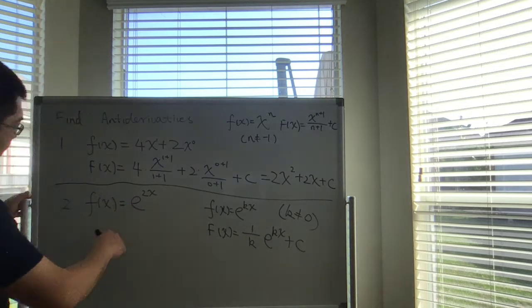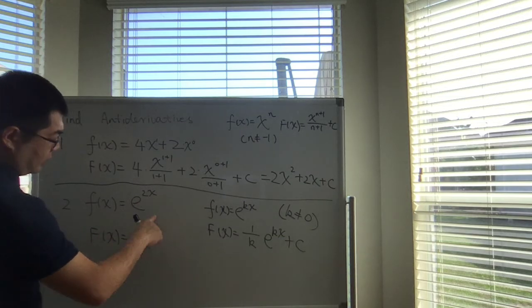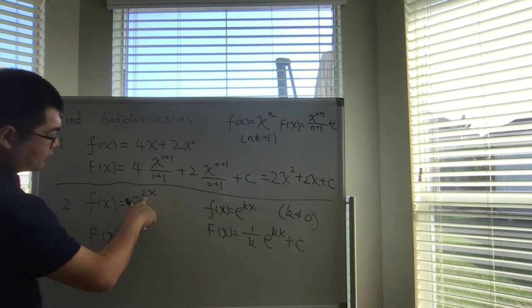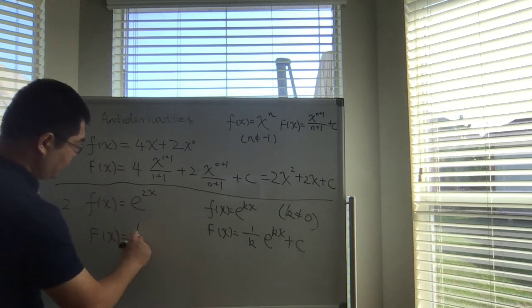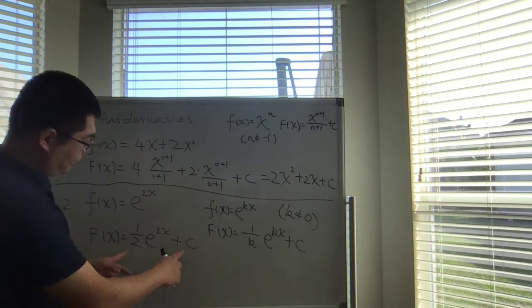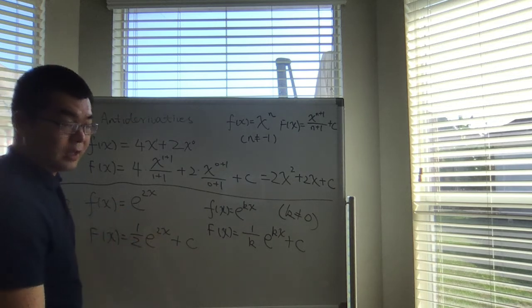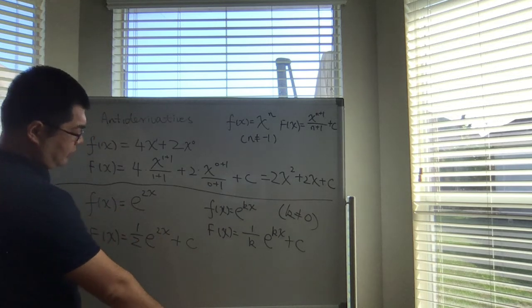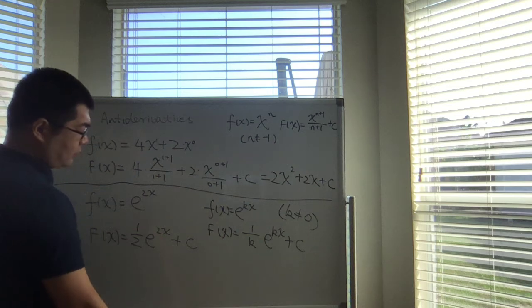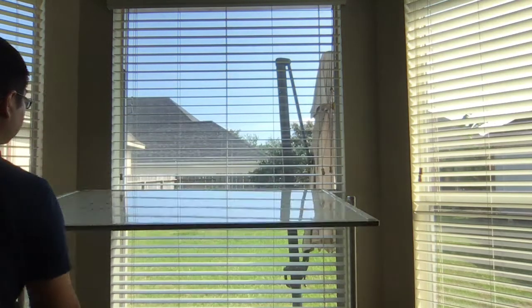So from there, we can see that the antiderivative for the second part is going to be, for k is 2 in our problem, 1 over 2 e to the power of 2x plus a constant. And again, if you take the derivative of this, you're going to have f(x), the original function, so it is correct. Okay, so this is the second one.